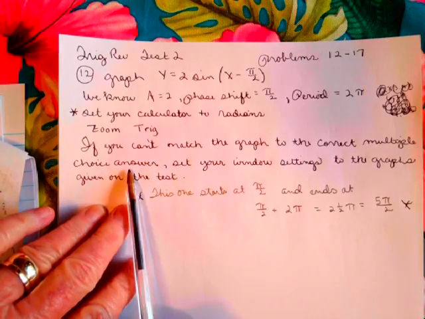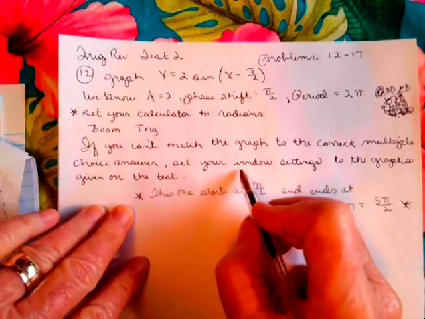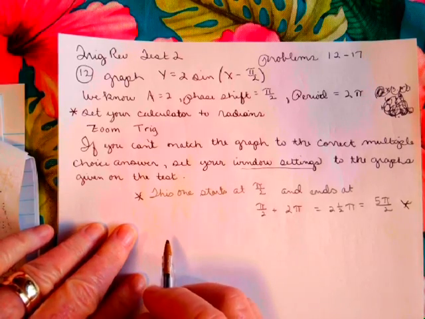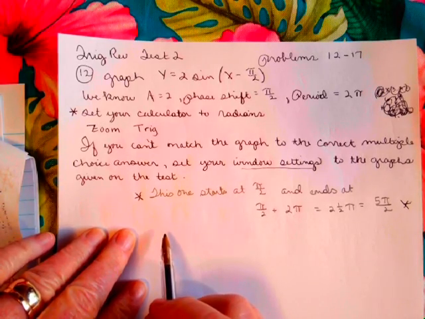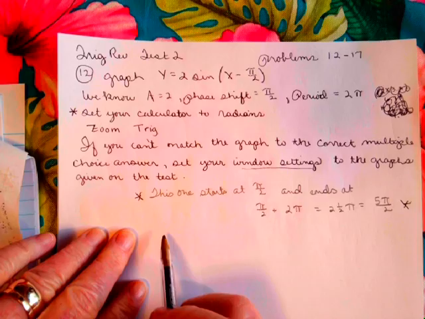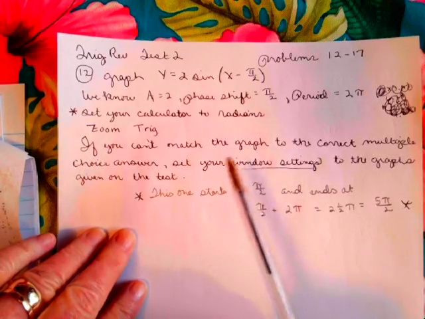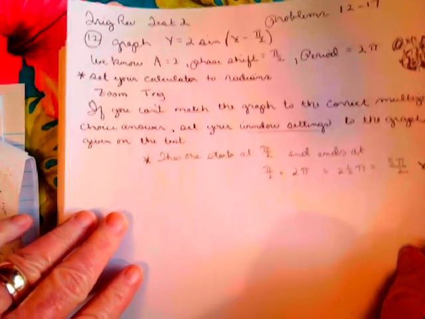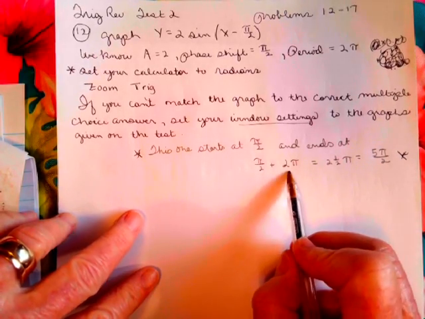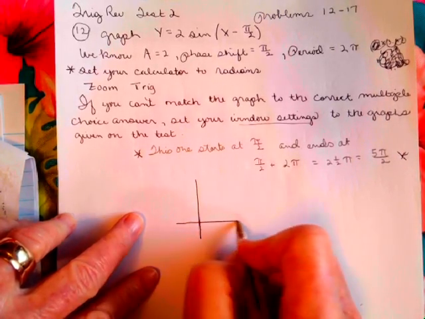If you can't match the graph to the correct multiple choice answer, set your window settings to the graph's window settings given on the test. It probably would also be helpful to think about where this sine function graph starts and where it ends. Since there is a phase shift of pi over 2, this sine graph starts at pi over 2 and will have completed its period at pi over 2 plus 2 pi, which is 5 pi over 2. So it's going to look like this.